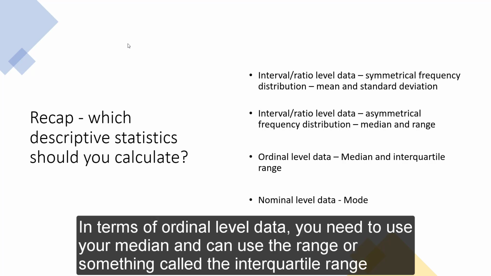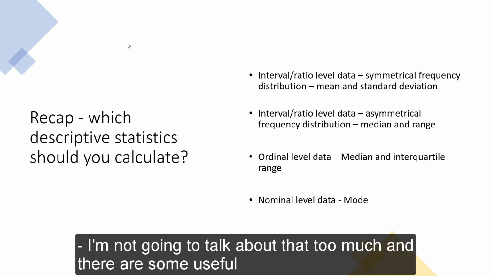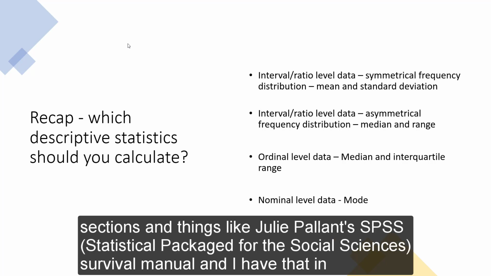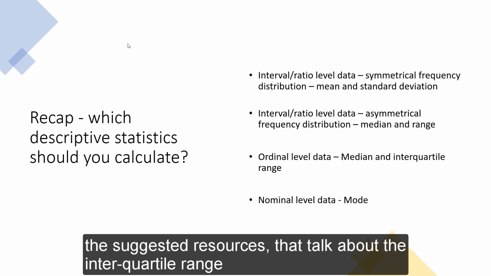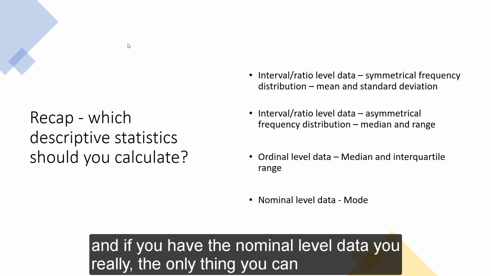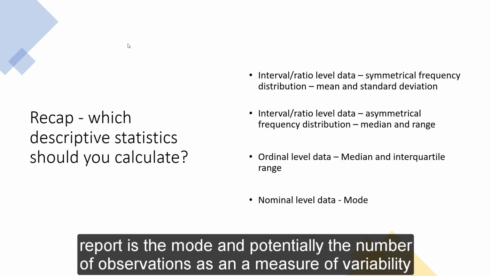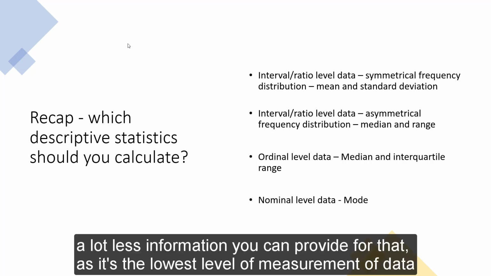In terms of ordinal level data, you need to use your median. Now you can use the range, or you can use something called the interquartile range. I'm not going to talk about that too much, but there are some useful sections in things like Julie Pallant's SPSS Survival Manual, and that's in the suggested resources, that talk about interquartile range. And if you have nominal level data, the only thing you can report is the mode and potentially the number of observations as a measure of variability, but there's a lot less information you can provide for that. It is the lowest level of measurement for data.